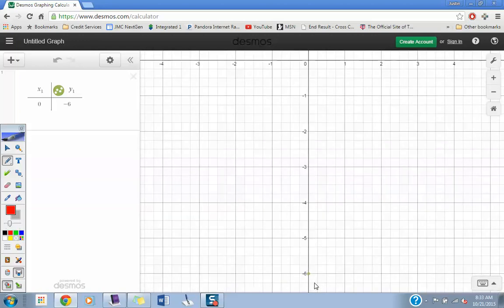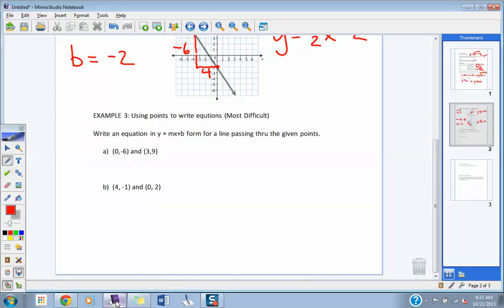Negative 6. When I say 0, comma anything, which axis does it put that point on? What's on the y-axis? Isn't that negative 6 going to be my y-intercept? Okay, so I'm going to go back to the notes and say, since this is the point 0, comma negative 6, I'm going to make a note up here: 0, comma question mark.